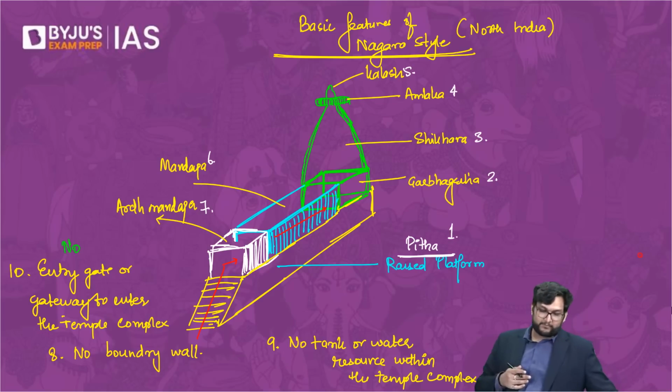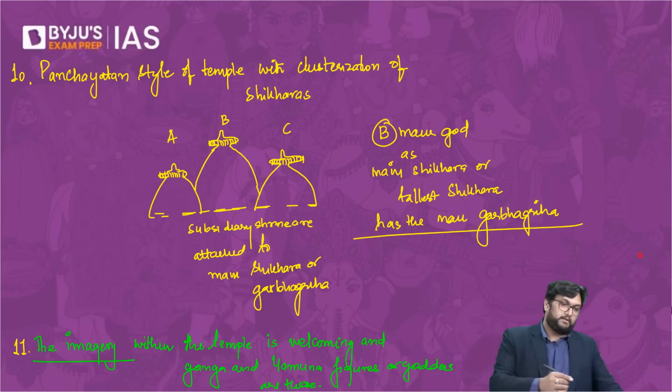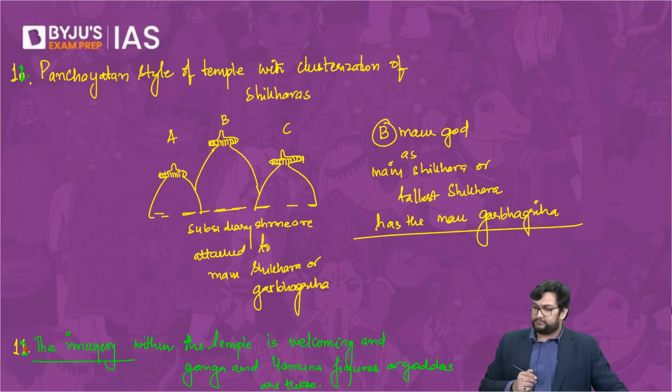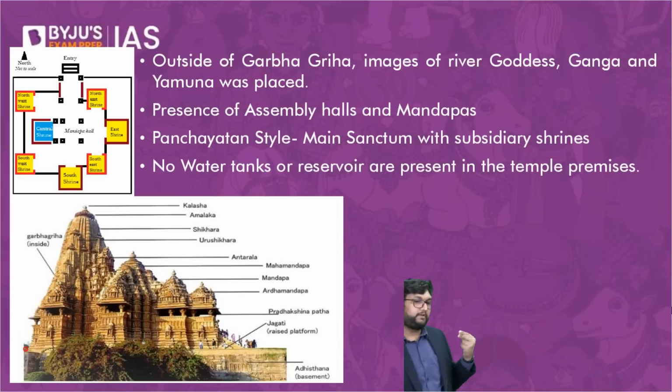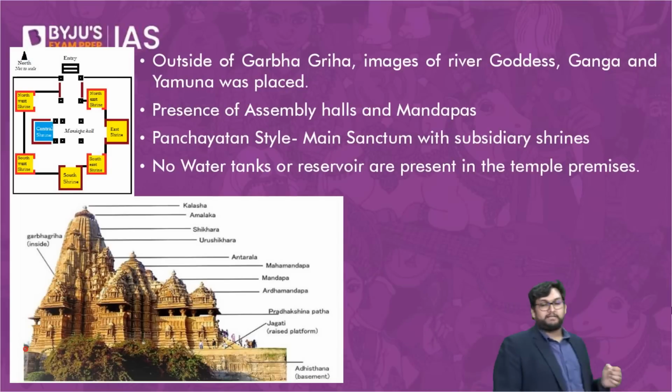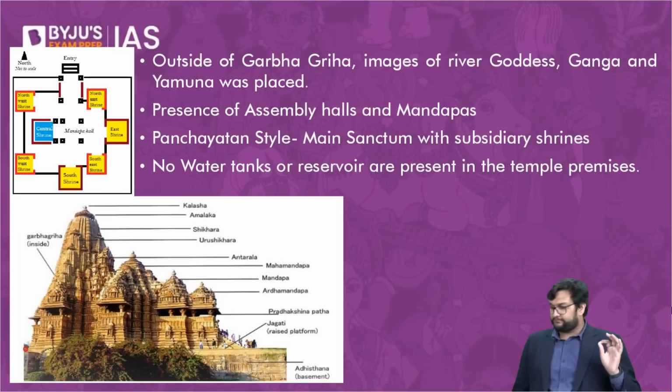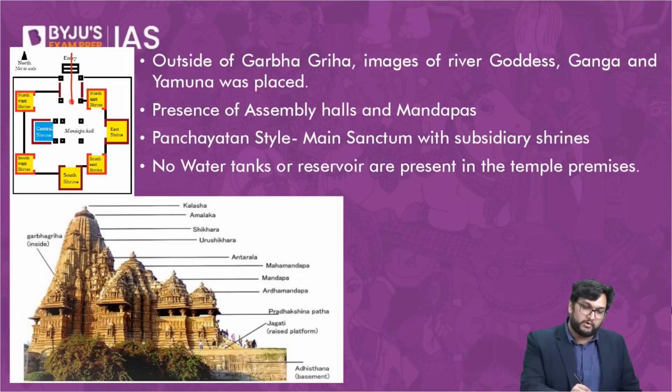Thereafter, the last point should be 10. Okay, so this is already 10. 11. No, by 12. Okay. Now, outside the Garbhagriha, the imagery is of river goddesses Ganga and Yamuna, presence of assembly hall and mandapa, Panchayatan style, main sanctum with subsidiary shrines. No water tanks or reservoirs are present in the temple premises. This is a plan for a Panchayatan style, wherein you come in, there is one mandap and there are multiple shrines.